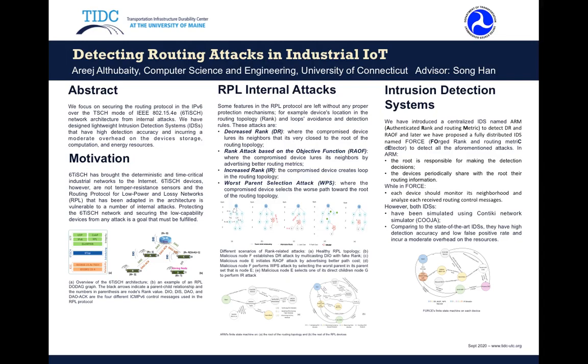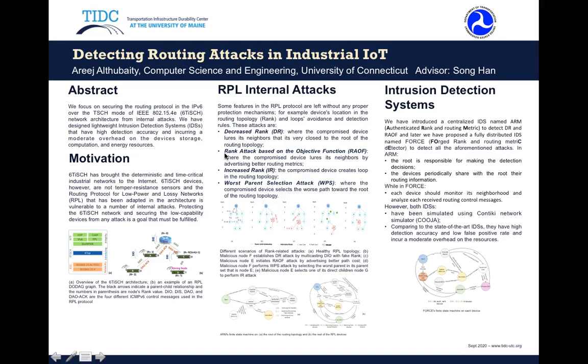Unfortunately, RPL is not secure against internal attacks. The devices are weak and can be easily compromised and reprogrammed to behave maliciously. In our research project, we focused on four attacks. First, the decreased rank attack, where the compromised device sends a DIO with a better rank value than its original. So the neighbors will think that it has a better place toward the root.